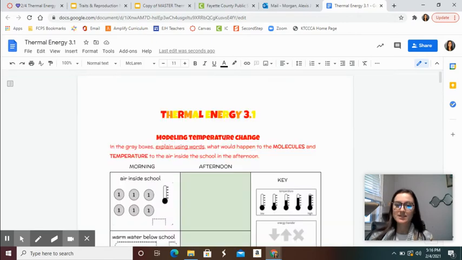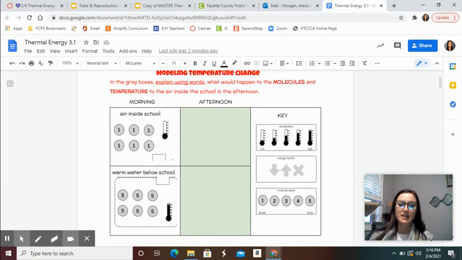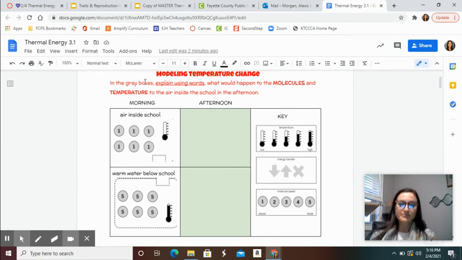For today's assignment, the first thing I'm going to have you do is look at this model. In the gray boxes here, you are going to explain using words what would happen to the molecules and temperature of the air. This column is the morning, and this column is the afternoon. For the morning column, you can see there's a bunch of ones.